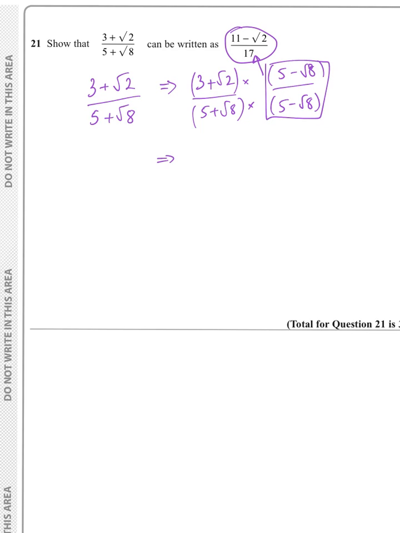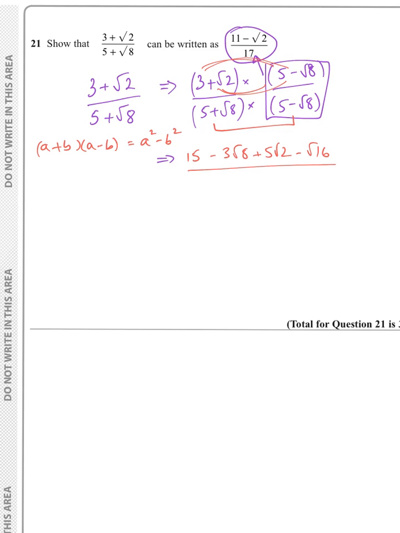So on the numerator, we're going to have 15 minus 3 root 8 plus 5 root 2 minus root 16. And then the reason for timesing by the conjugate, or the opposite sign here, is because we have the form a plus b times a minus b, which always gives the difference of two squares, and the difference of two square numbers is always a whole number. So in this case, that would give us 25 minus 8, which is the 17 as required. So all we've got to do is neaten up the top part.